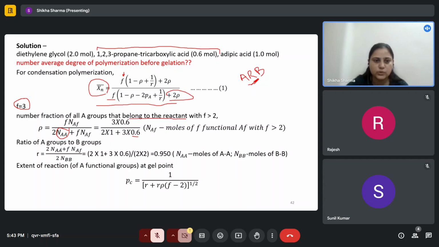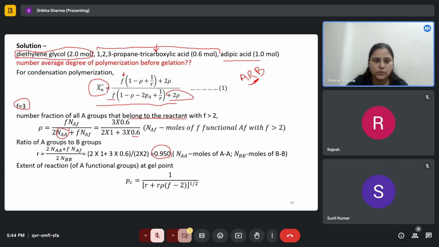And also the ratio of the A groups to the B groups is equal to 2 into NAA moles of AA plus F functionality multiplied by moles of F functional AF with F greater than 2, divided by 2 into moles of BB. So here A is adipic acid, right? So 2 into adipic acid moles, which is 1, plus functionality is 3, and AF is this tricarboxylic acid. So 0.6 moles divided by 2 into NBB, which is the number of moles of the diethylene glycol, which is 2. So we'll give the value as 0.950.